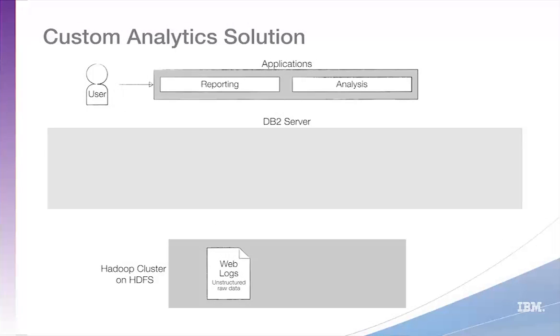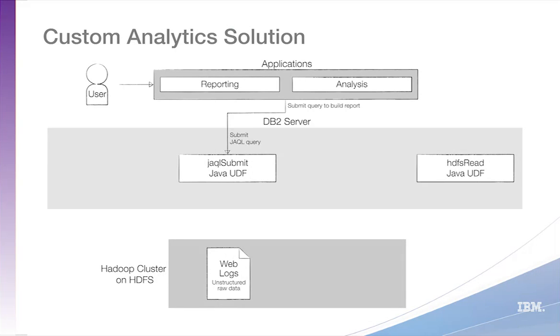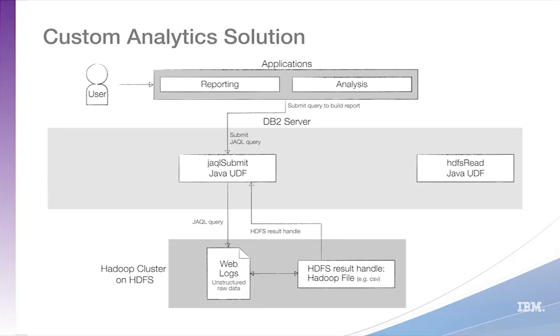With this new DB2 solution, all the external scripts can be retired. They are replaced by two DB2 Java user-defined functions. First, use the submit function to submit a query to the Hadoop cluster. A Hadoop distributed file system result handle is returned containing the locations and schema of the result. The actual result, the Hadoop file, is still stored on the Hadoop cluster.